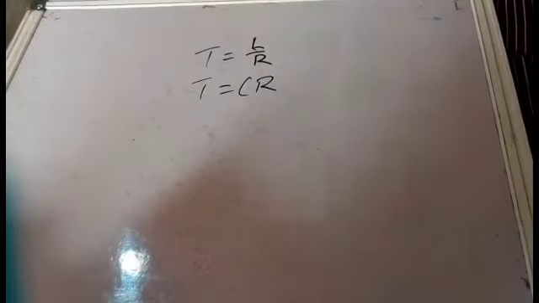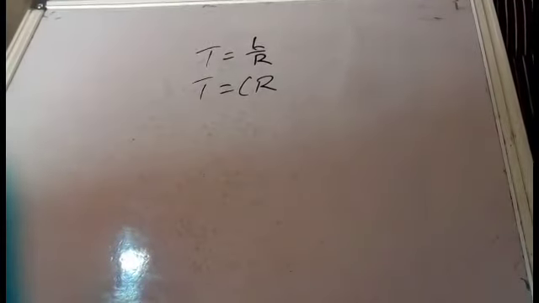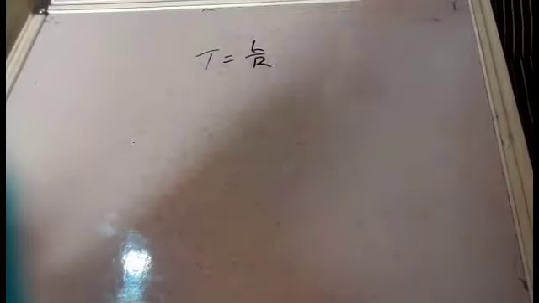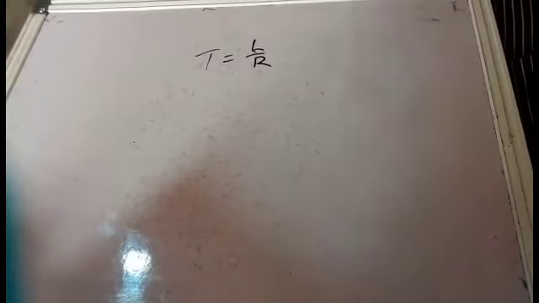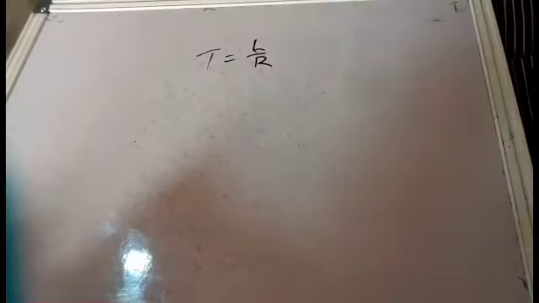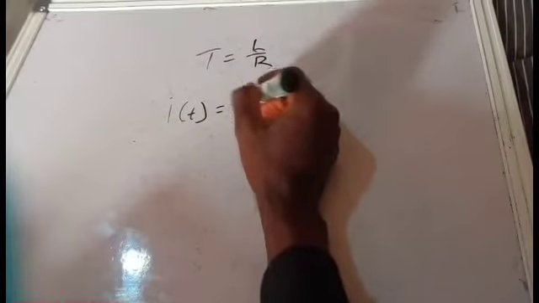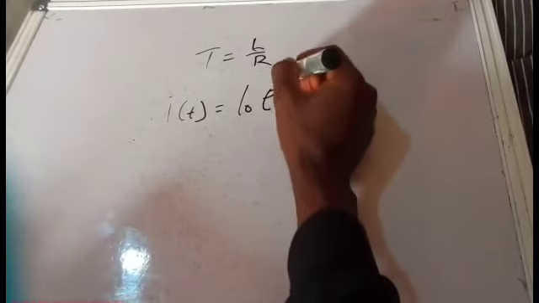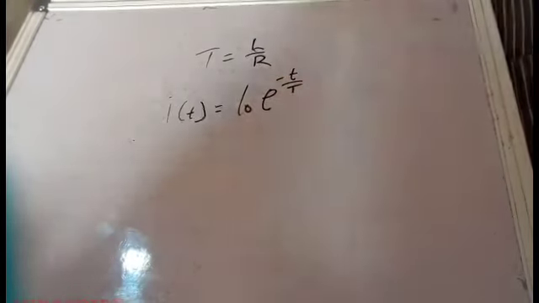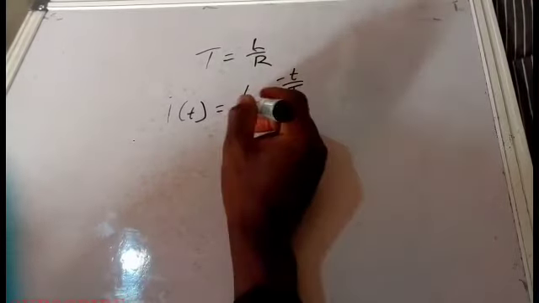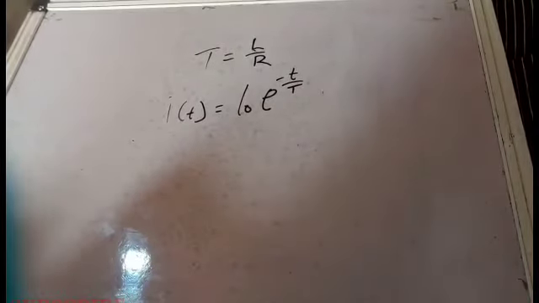Now, if you've not been following, I suggest you pause this video or stop the video and go and watch the video on the RC so that you can understand it step by step. With that being said, now let us check the current with respect to time. We say it is I0 e to the power of minus t over tau, which is still the same as that of the capacitance, but in this case, current, initial current.